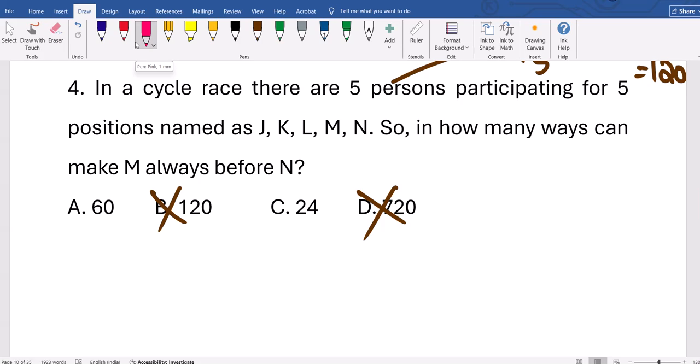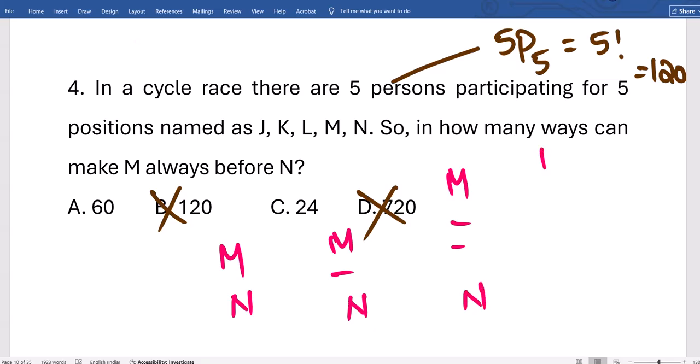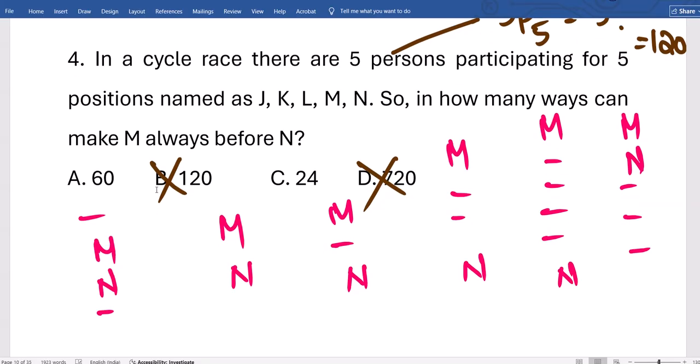Only 2 possibilities: M may be before N or N may be before M. Before doesn't mean immediately before. It can be 2 positions before or 3 positions before, or it may be immediately before. Like M N, or M gap N, or M double gap N, or M triple gap N, and it can be M N with 3 gaps or gap M N with 3 gaps. The 5 positions can be anywhere. These are all things we would need to try.